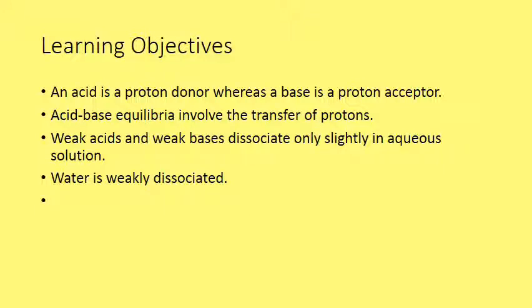So hopefully now we know the following. We know that an acid is a proton donor, whereas a base is a proton acceptor, where those protons are actually hydrogen atoms that have lost their electrons. And we also know that acid-base equilibria involve the transfer of protons, not from the nucleus, as we mentioned right at the start, but those protons are just hydrogen atoms that have lost their electrons. We also know now that weak acids and weak bases are those that only dissociate slightly in aqueous solution. And we also know that water is weakly dissociated. It dissociates into hydrogen ion and OH- ion.